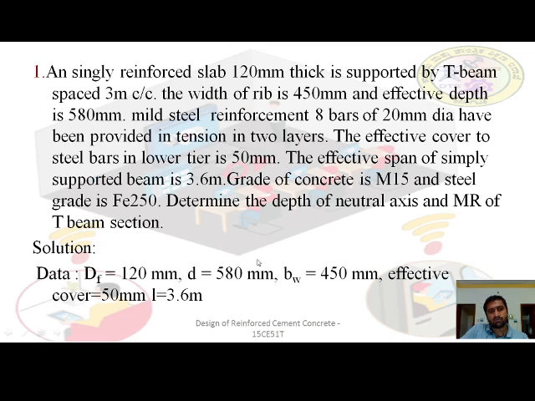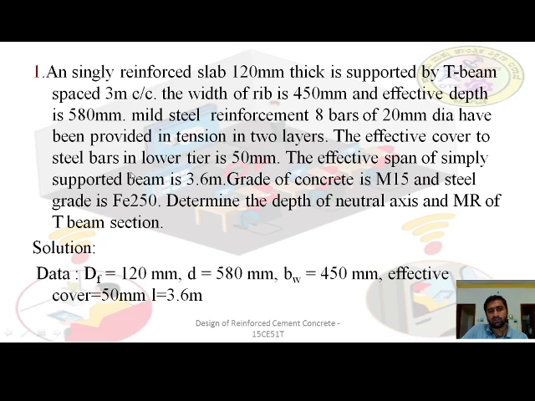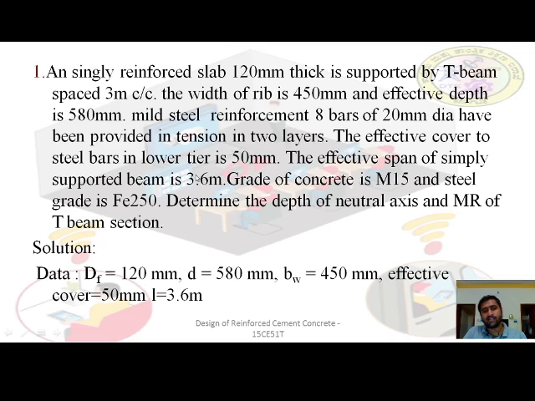since it is a simply supported beam, it is the distance between the points of zero moments. So 3.6 by 6 plus BW, 450 mm you have to reduce to the meter, so divide by 1000. So it is 0.45 plus 6 times the DF, the depth of flange 120 mm. If you convert it to the meter, once again millimeter to meter conversion is dividing by 1000.